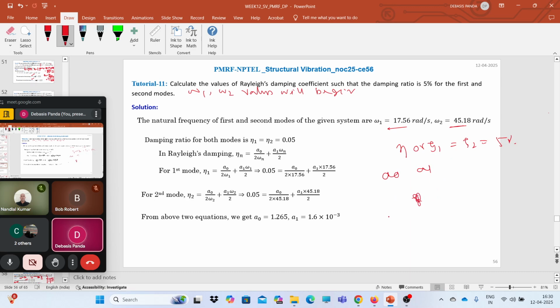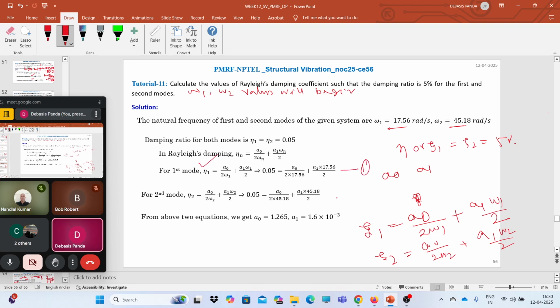In the Rayleigh damping model, we know zeta 1 is equal to a naught by twice omega 1 plus a1 omega 1 by 2, and also zeta 2 is equal to a naught by twice omega 2 plus a1 omega 2 by 2. Now you need to solve these two equations. After solving, we will get a naught equal to this and a1 equal to this.